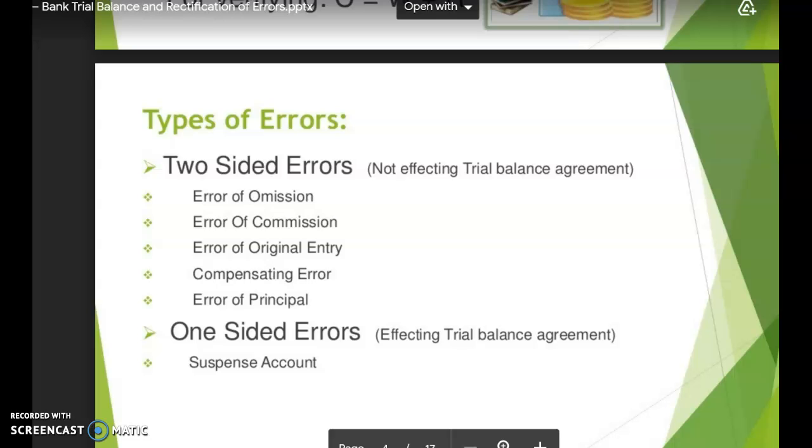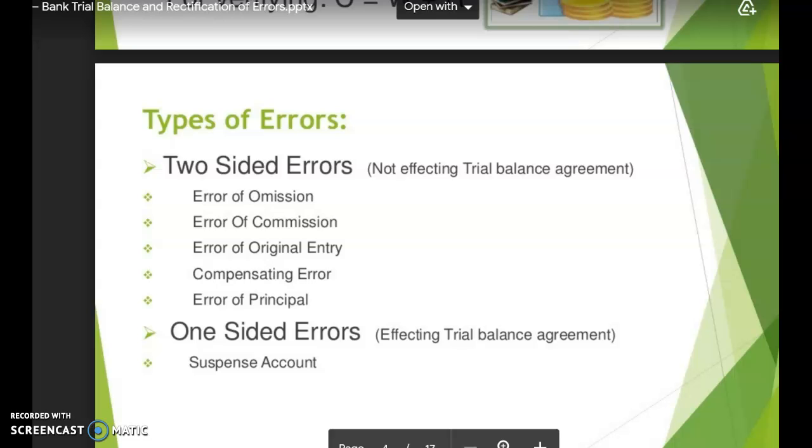Error of original entry here means those errors which were originally not recorded in the books of account, or at the first step they were not recorded. Then there are compensating errors. Compensating error here means when the effect of one error is nullified or covered by the effect of the other error.